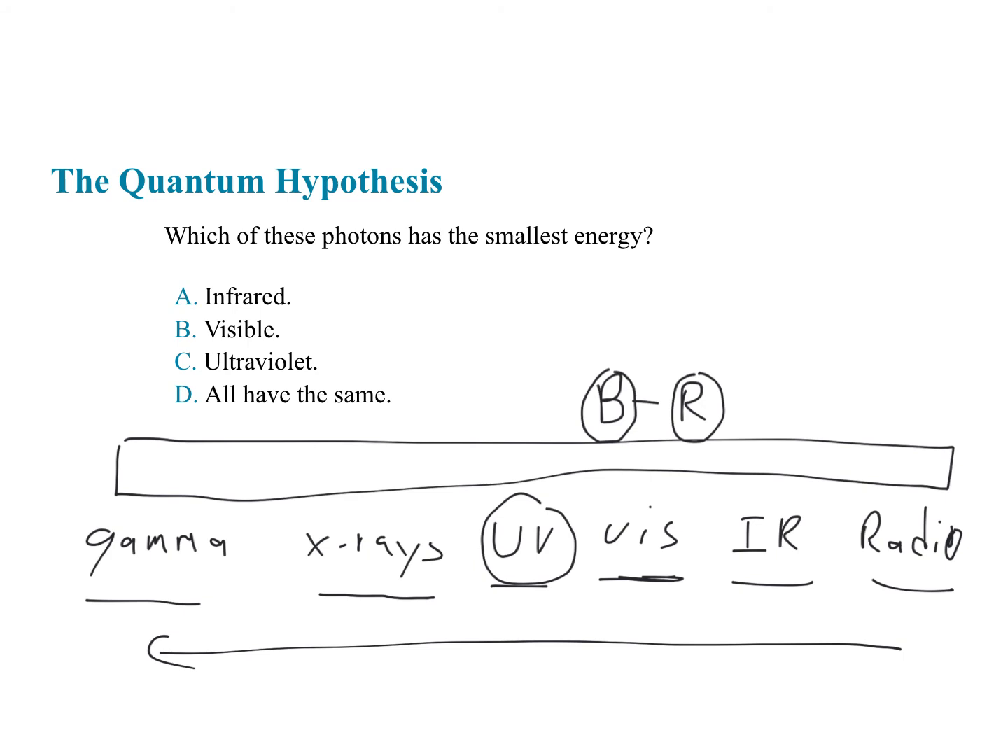Well, you tell me. Look at the chart, pause the video, and you answer the question. Which of these photons has the smallest energy? I'll wait. Pause the video, answer it, please. Okay, hopefully you all paused the video and thought it out. So clearly of the ones listed here, infrared has the smallest energy. So the answer was A.